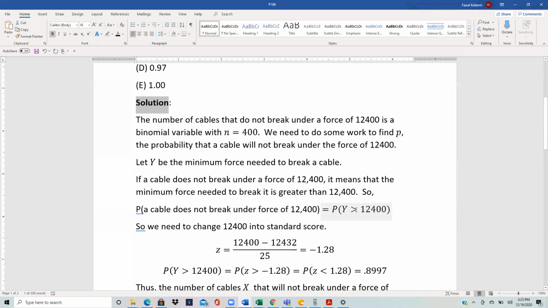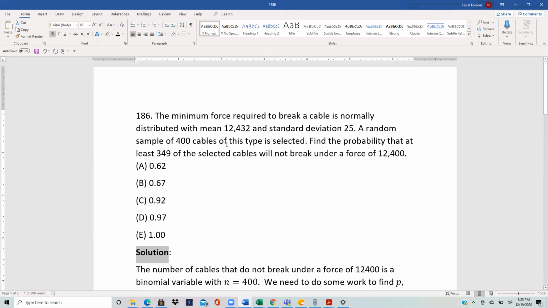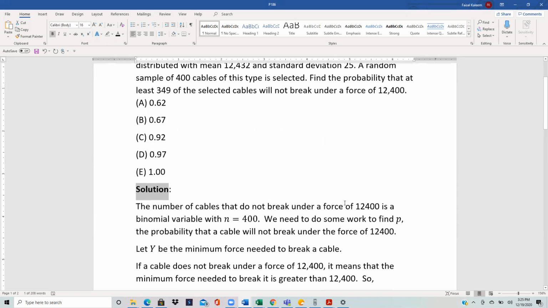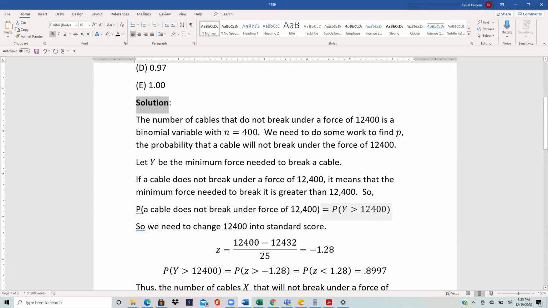So we need to calculate this, and we are given that Y, the minimum force needed to break a cable, is normally distributed. So Y is normal, its mean is 12,432, standard deviation is 25, and we need the probability Y greater than 12,400. So we need to change the 12,400 into a standard score. It's the value minus the mean divided by standard deviation, and we get negative 1.28.